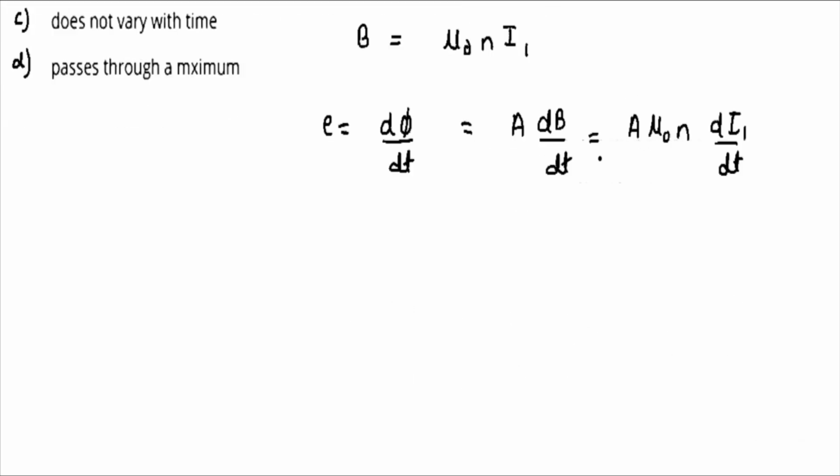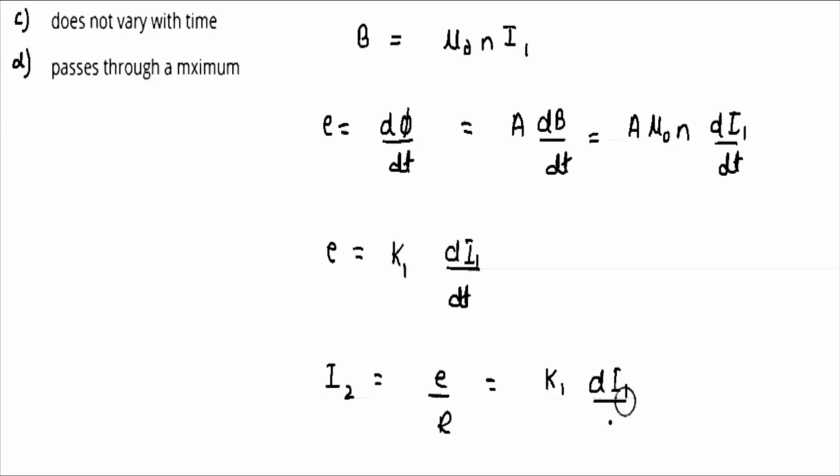So we can just treat this as our constant. We can say that E would be equal to some constant, let's say K1, times dI1 over dt. Now what is the value of current I2? Because current I2 is due to this induced EMF, I2 would be equal to E divided by R. So we can write here K1 dI1 over dt divided by R. We can treat this as another constant, and say that it is just equal to K2 dI1 over dt.